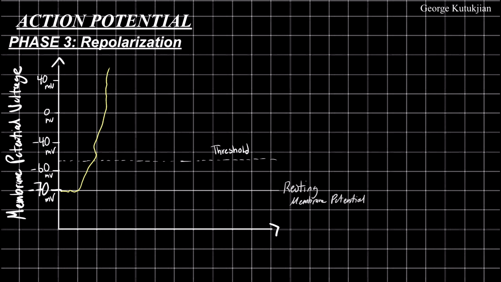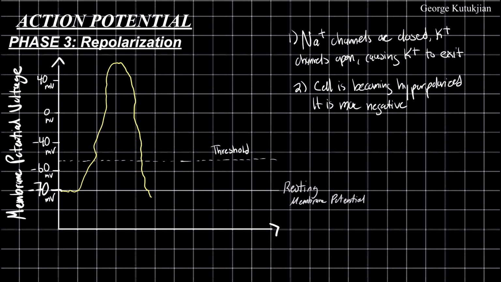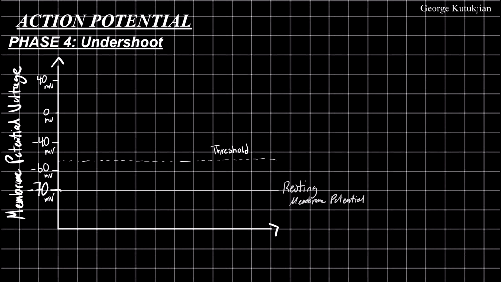So now in our repolarization phase, our voltage-gated sodium ion channels are actually closed. And our potassium ion channels are now opening back up, and a lot of potassium ions are exiting the cell. So when you have a lot of positive ions, in this case positive potassium ions exiting the cell, it's going to make it very hyperpolarized. Now it's becoming a lot more negative than it was before, and that's when we get to the undershoot.